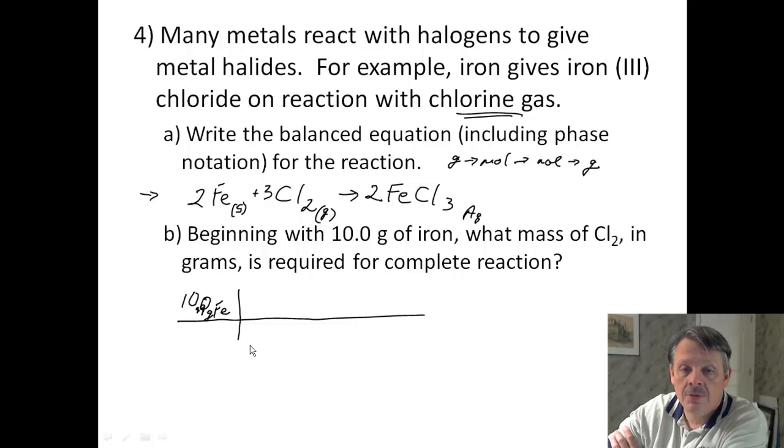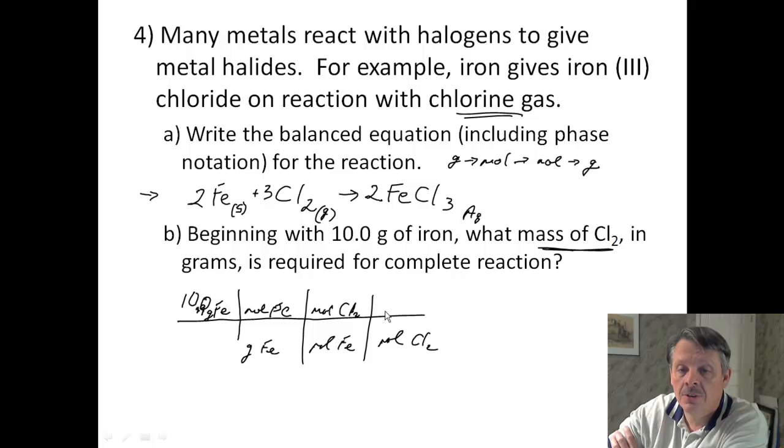and we have to convert from grams of iron to moles of iron. And then we convert from moles of iron to moles of chlorine gas, because that's what it's asking us about. It's saying what mass of chlorine gas, so that's what our target is. And then we have to go from moles of chlorine gas to grams of chlorine gas.